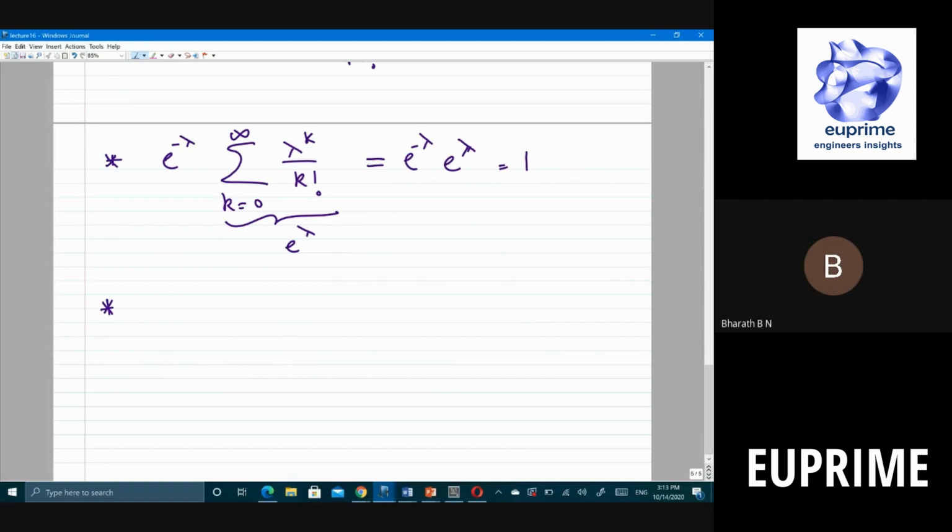The second thing is let's look at the expected value of X. So what is the expected value of X? Again, sum over k equal to 0 to infinity, k e power minus lambda, lambda power k over k factorial. What can you say about this?